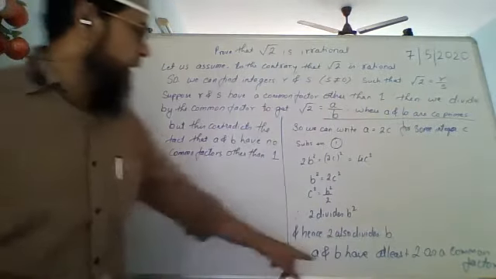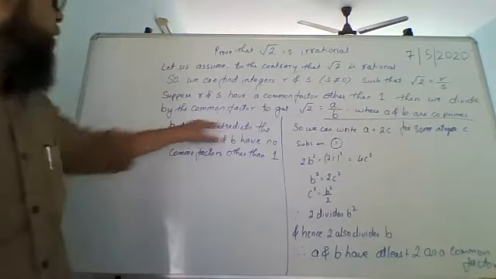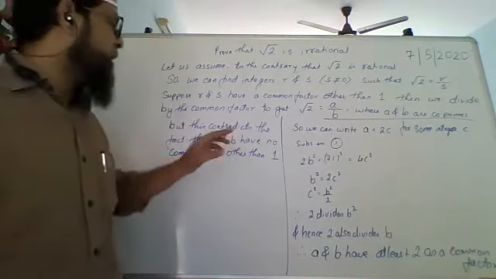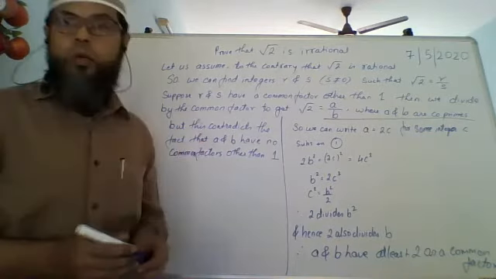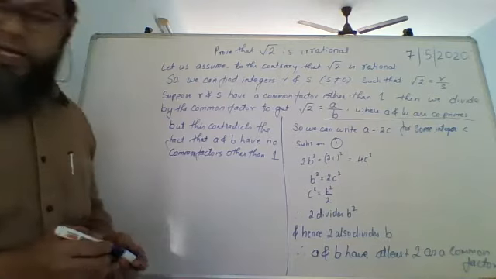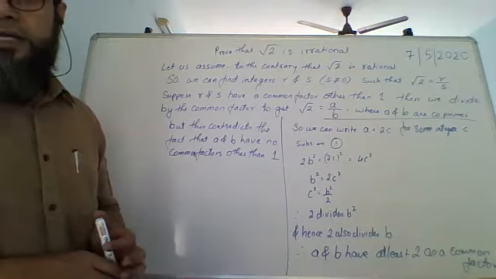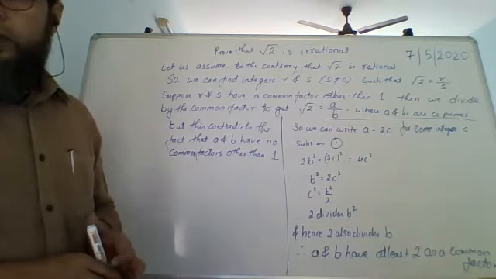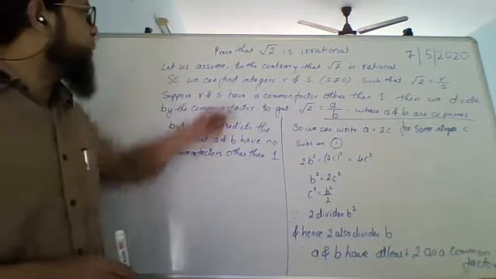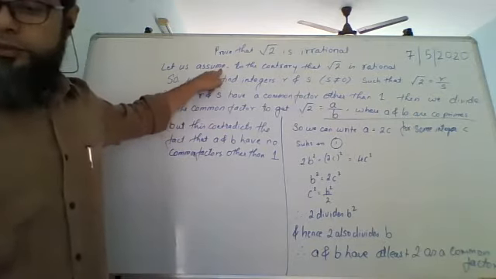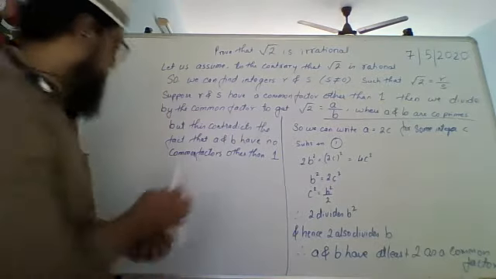So when we say A and B have at least 2 as a common factor, this contradicts the fact that A and B have no common factors other than 1. Now, why is this contradiction happening? This contradiction is happening because of our assumption. Okay, this contradiction has arisen.